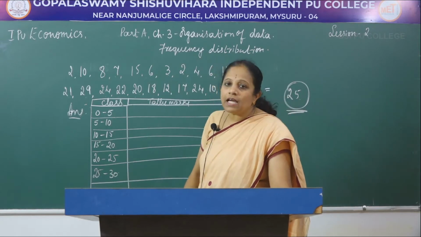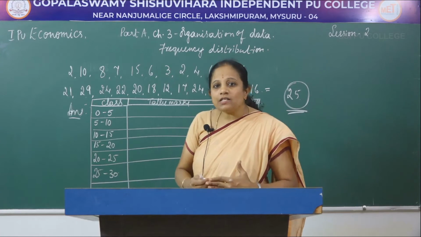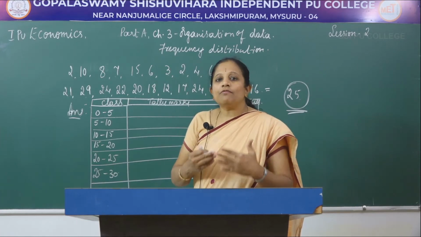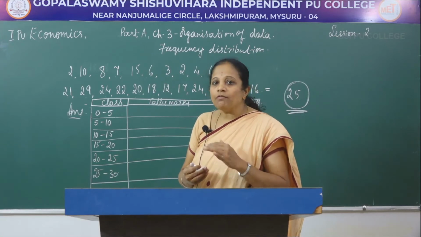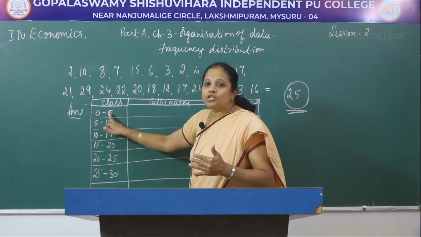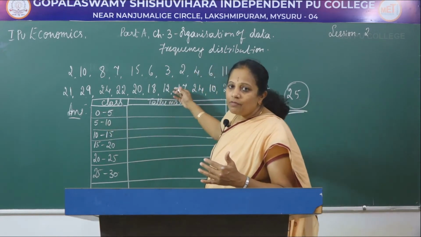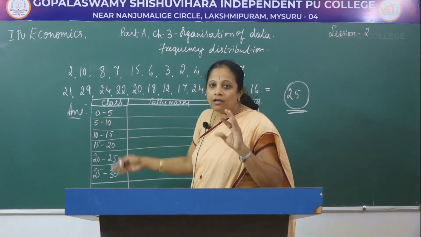Then we can decide the class width. As you all know, the class width will usually be between 5 and 15. So, it may be 5 or 10 or 15. Class width is nothing but the gap between these two numbers. In this frequency distribution, I have selected the class width as 5.